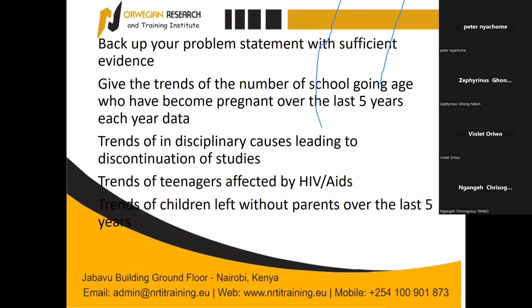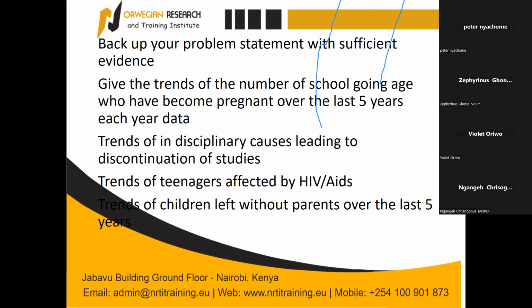If possible, you can even use a line graph to explain the trend for the last 5 years, how it has been. The trend of even the girls who, because they are young, most of them end up dying during what we call giving birth. How many have even died during giving birth?